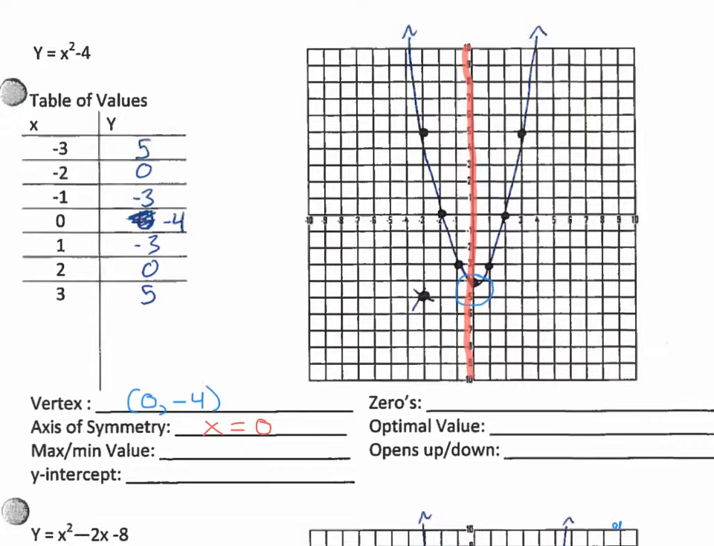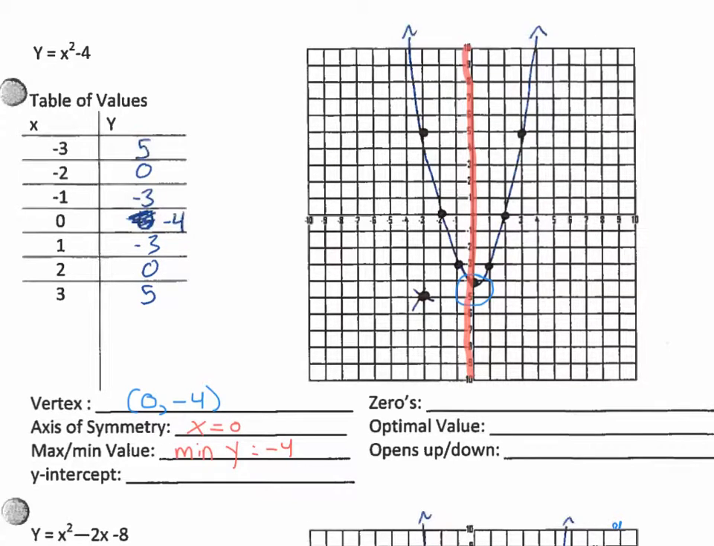The max and min value, again, is information from the vertex. The vertex is always your max or min. So this parabola has a min value. The lowest point of the parabola is y equals negative 4. Before we go any further, I need you to go back to the front page of this handout and change your max and min value to being a y value. So it should be y equals 0 on your front chart.